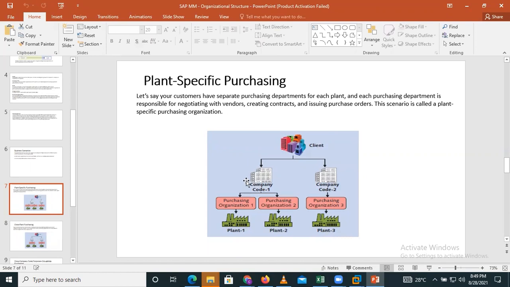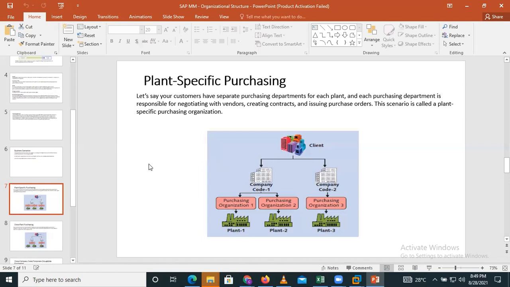Now, plant specific purchasing means each plant will have its own defined purchasing department. So purchasing organization 1 is responsible for all the purchasing activities of plant 1. Purchasing organization 2 will be responsible for all the purchasing activities of plant 2. Purchasing organization 3 will be responsible for all the purchasing activities of plant 3. So each plant has its own purchasing department, and this scenario is called plant specific purchasing. Clear?